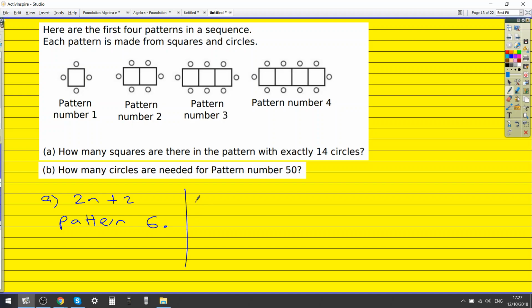Okay, and part B. Part B, how many circles are needed for pattern number 50? So circles.